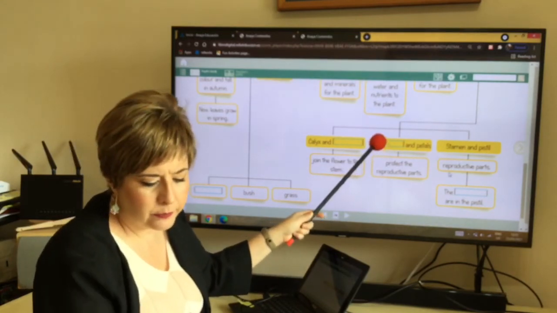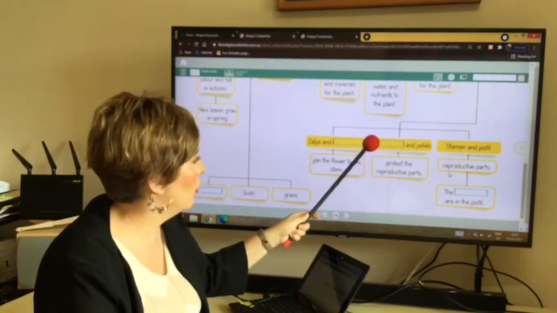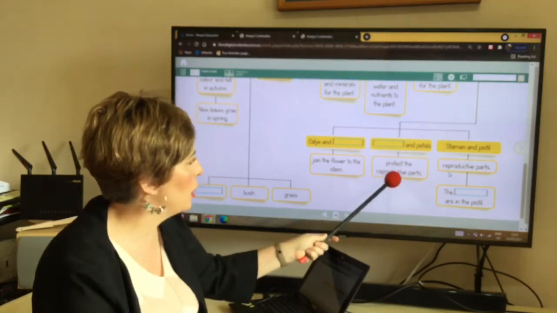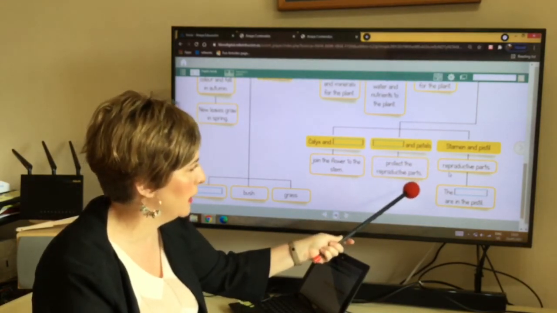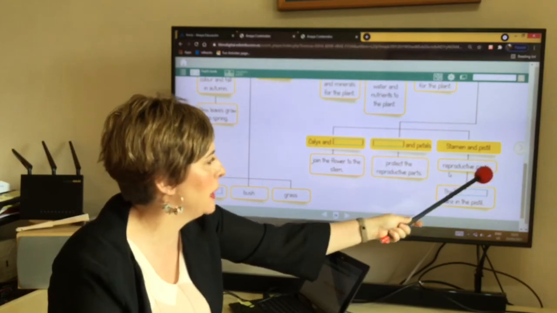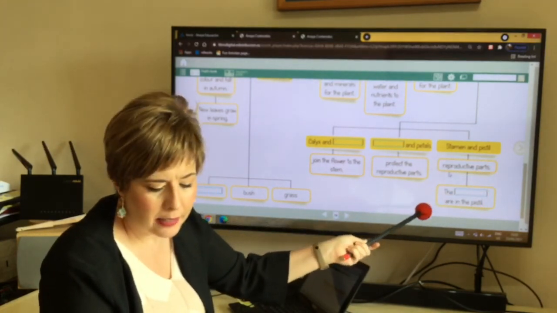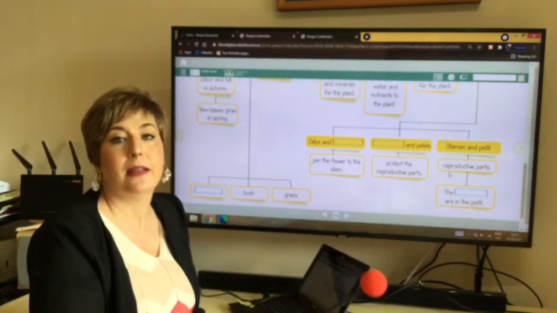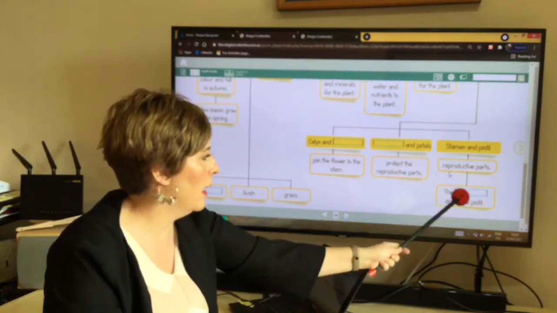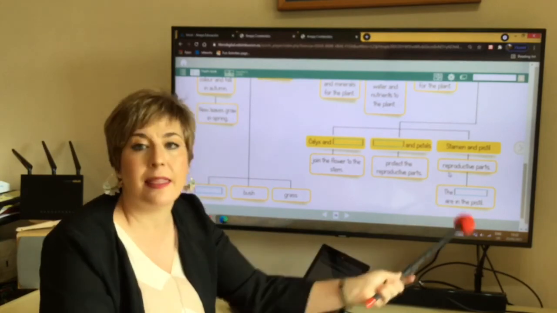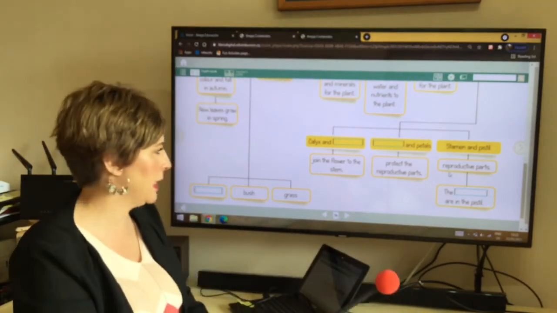The corolla and petals protect the reproductive parts, and the stamen and pistil are the reproductive parts, and the seeds are in the pistil. The seeds are in the pistil.